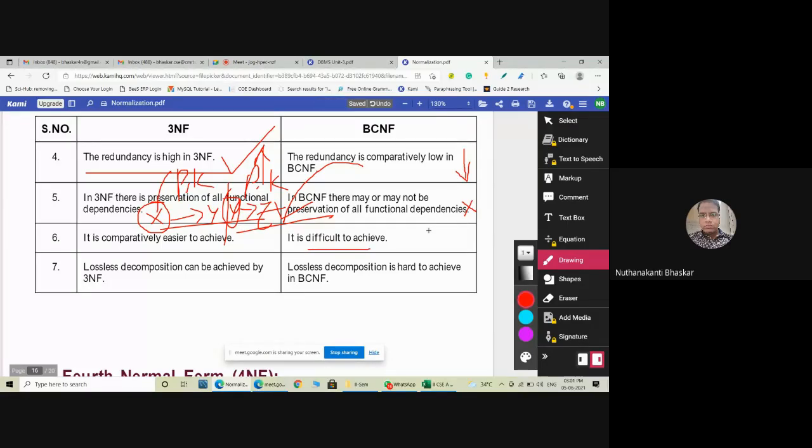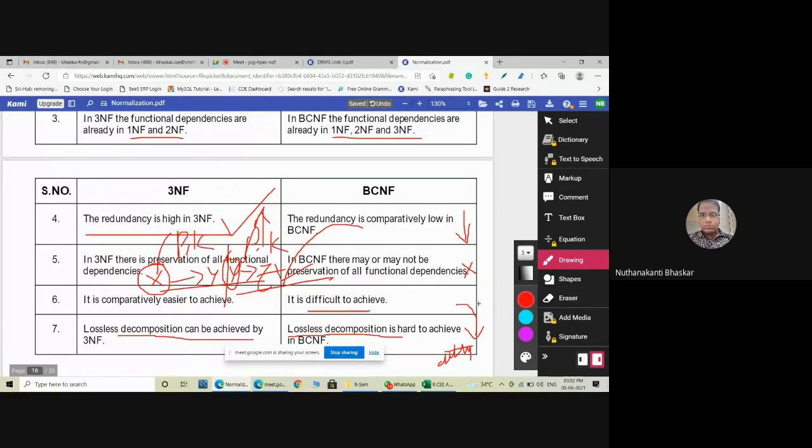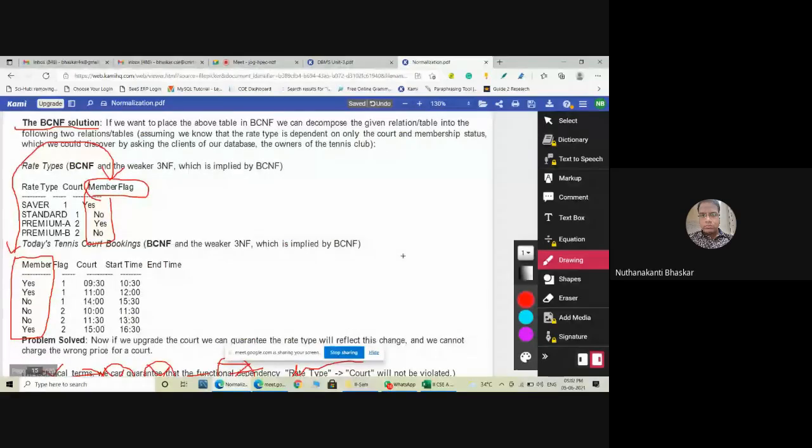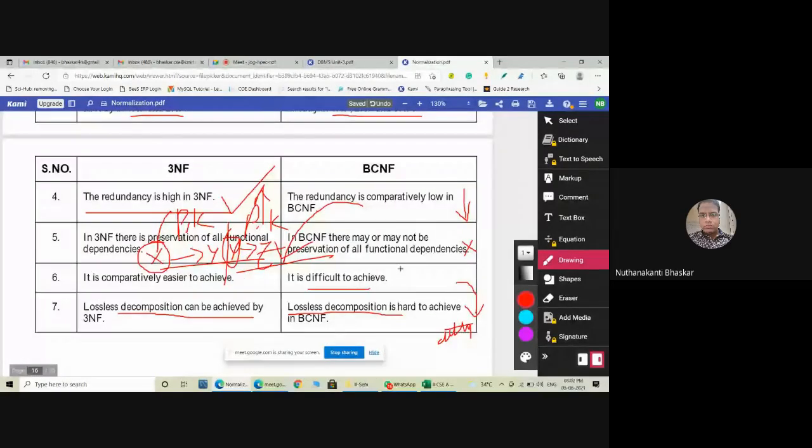Understand? In third normal form, lossless decomposition can be achieved easily. But in BCNF, lossless decomposition is hard. Already I told you just now. If we want to achieve lossless decomposition, we sometimes need to add extra attributes after decomposition in BCNF so that we can achieve the lossless join decomposition. That is what we discussed just now. We have to add a member flag so that we can get the lossless join decomposition.